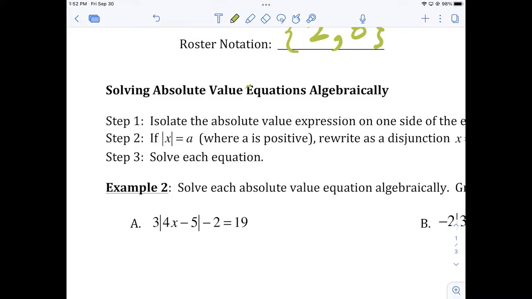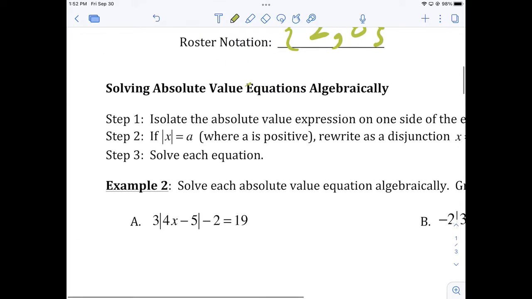Number 1, isolate the absolute value on one side of the equation. So just like if we had a radical, we would always isolate the radical. We need to isolate now. Or did we isolate the radical? Maybe that was in my dreams. I don't know. Isolate the absolute value.